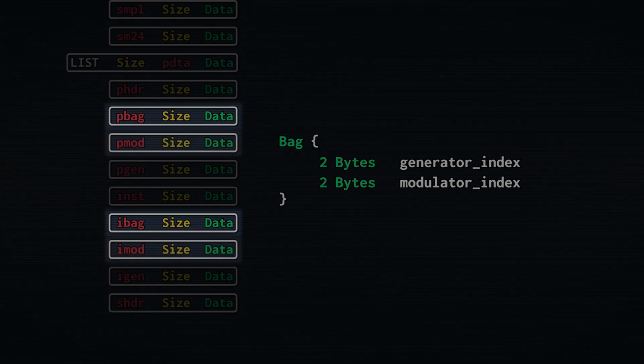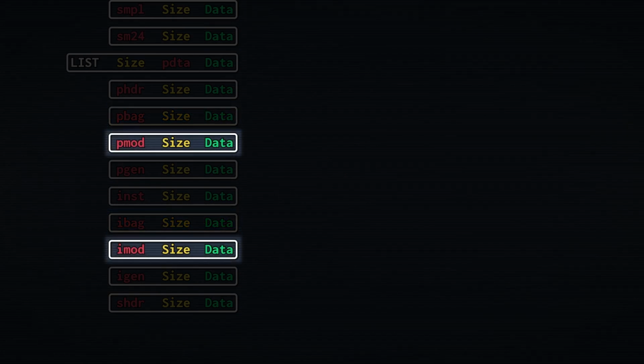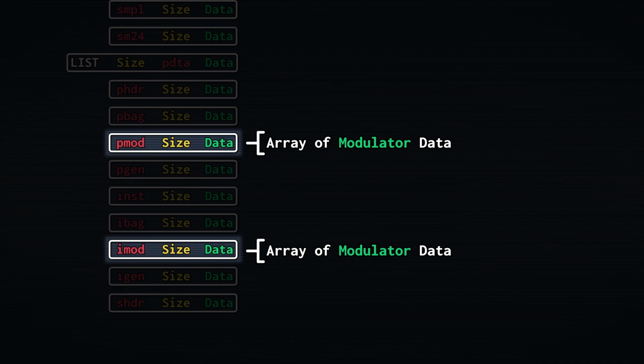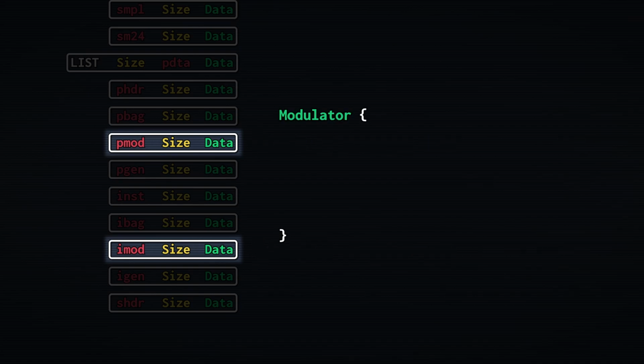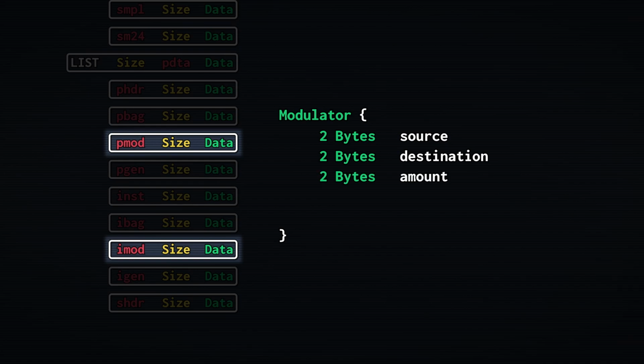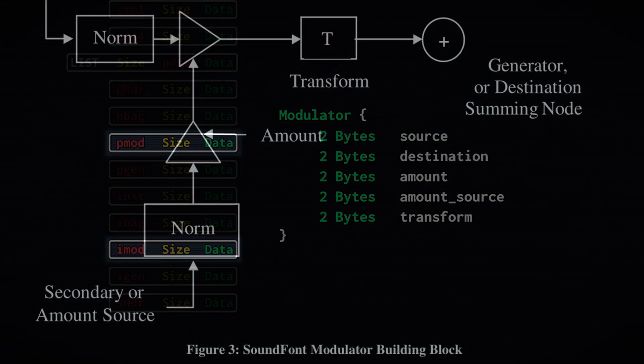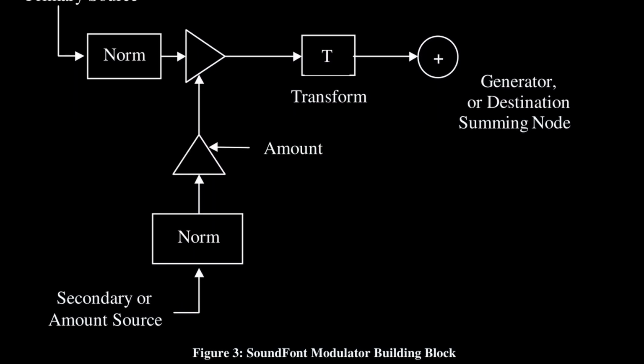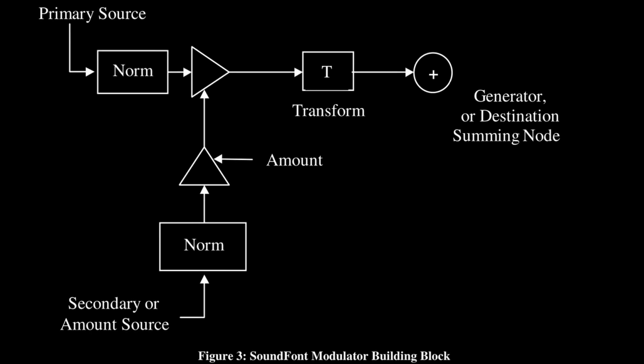The next subchunks are the pmod and imod chunks. And once again, they just store an array each, this time made up of modulator information. Each field in this modulator information structure is just a 2-byte value. The first two store the source and destination of the modulator. The next 2 bytes are a signed integer storing the amount of modulation, and then follows the amount the source impacts the destination as well as a transform enumerator. So what are these used for exactly? Basically, the modulation feature allows us to manipulate some kind of output, which is the destination stored in the structure.